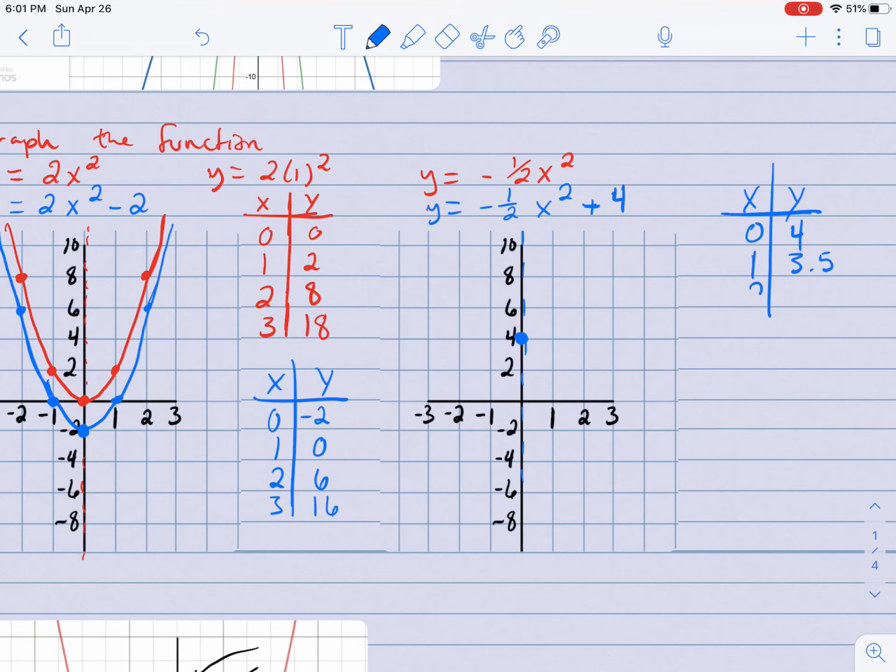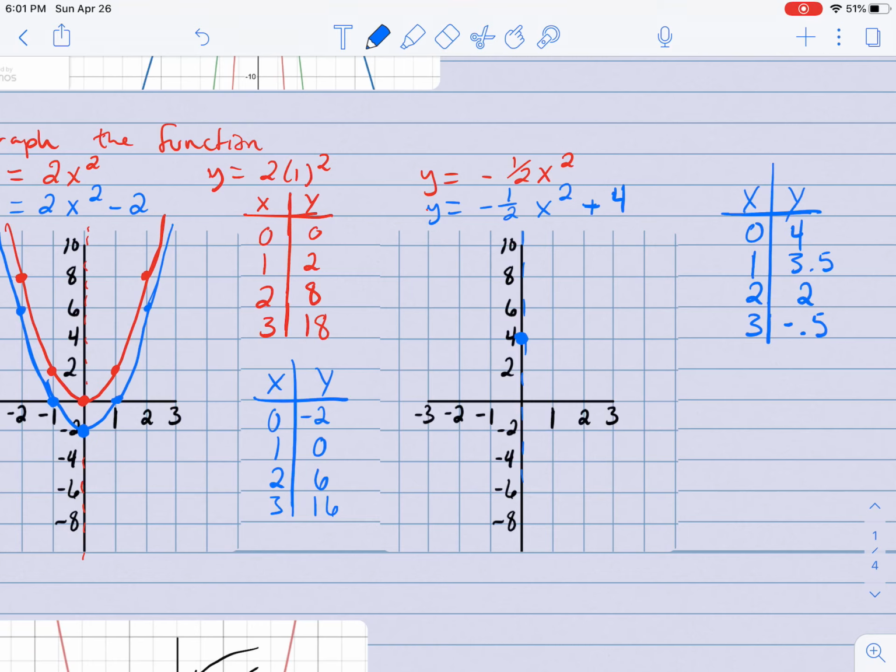Okay, next, when x is 2, then you get 2 squared, which is 4. -1/2 of 4 is going to be -2. Plus 4 is going to be +2. And then with 3, same thing. 3 squared is 9. Half of 9 is 4.5. So then this would be negative 4.5 plus 4, which is going to be negative 0.5. Okay, and once again, axis of symmetry means that we're just going to mirror those points right over the y-axis.